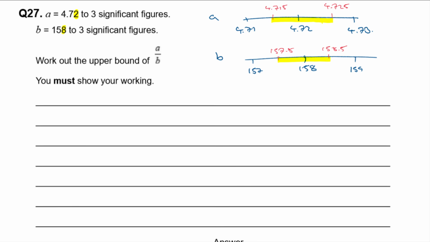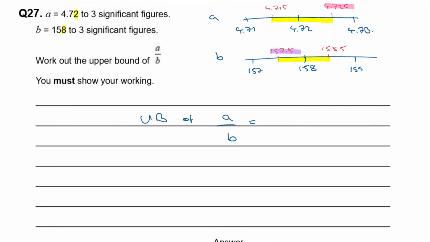Now I need to work out what is the upper bound of A over B. Okay, now I've got a fraction. To make the fraction as big as possible, I need the biggest possible numerator and the smallest possible denominator. Remember, a half is bigger than a third, so the smaller the denominator, the bigger the fraction. So if I want the upper bound of A over B, I need big A, little b.